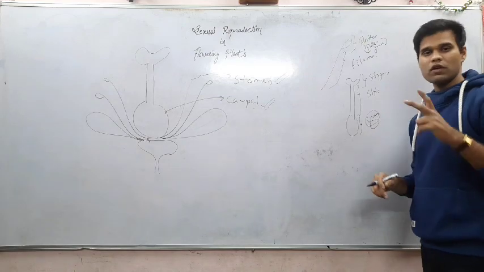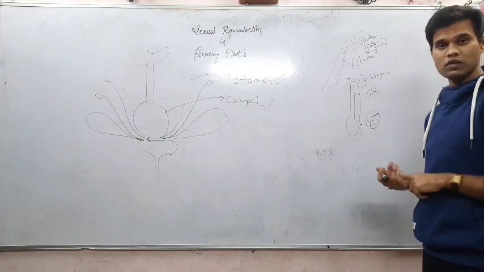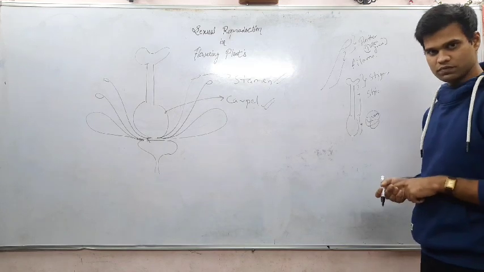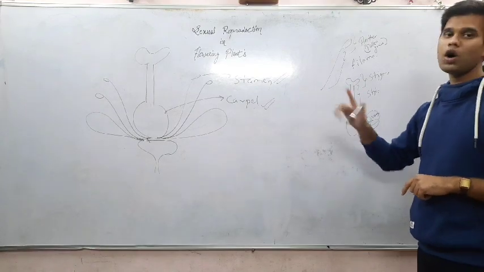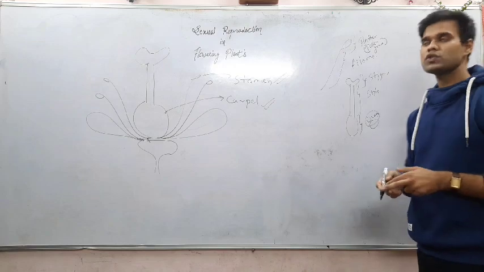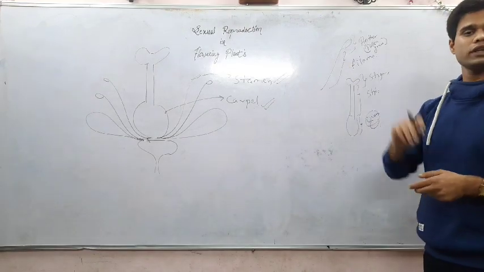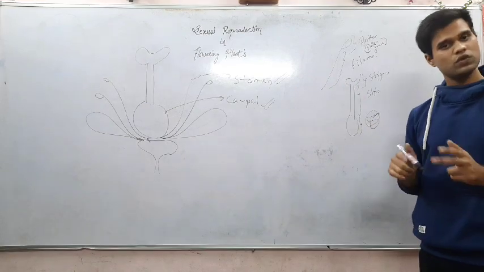When a flower contains both stamen and carpel in the same flower, it's called a bisexual flower. And if a flower contains either stamen or carpel, it's called a unisexual flower. The example for a bisexual flower is China rose and for a unisexual flower is cucumber.